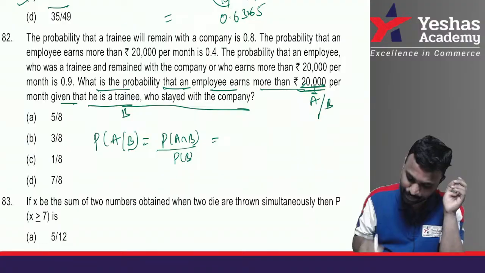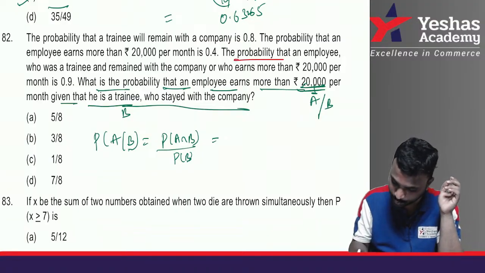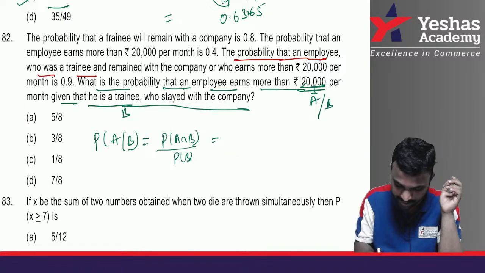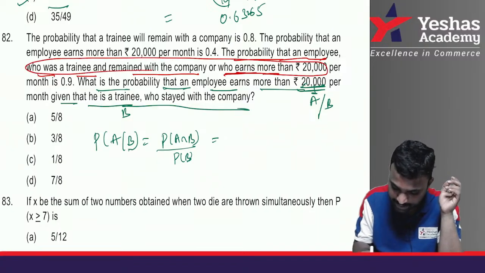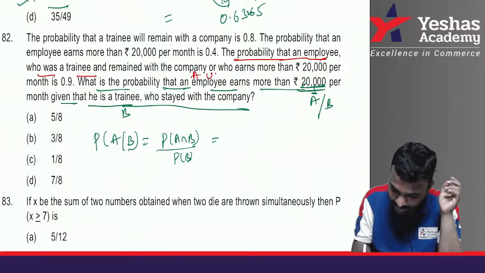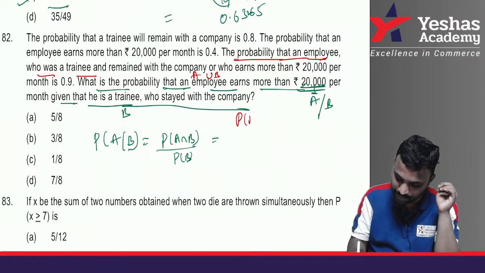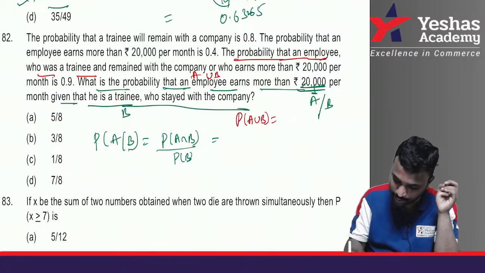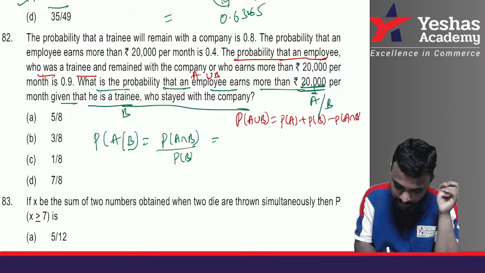So have they given P of A intersection B? No. If you see the question, the probability that an employee who was a trainee and remained with the company or who earns more than 20,000, guys, "or" means it's A union B. It's A union B given, it's not A intersection B. So P of A union B is equal to P of A plus P of B minus P of A intersection B.